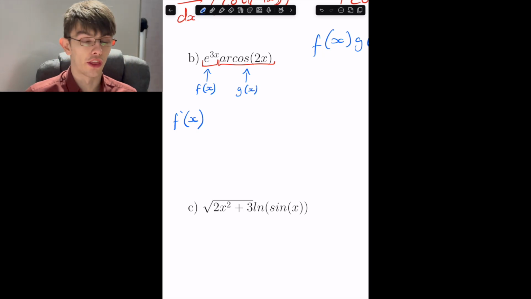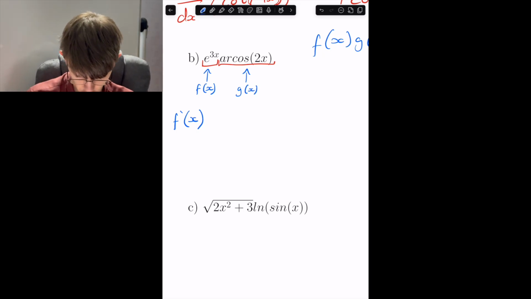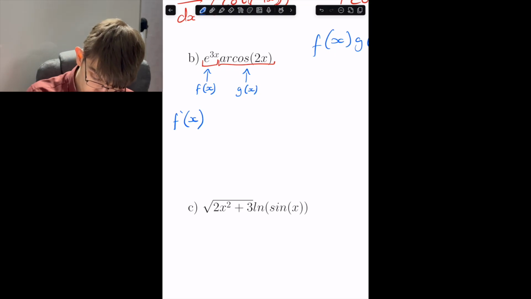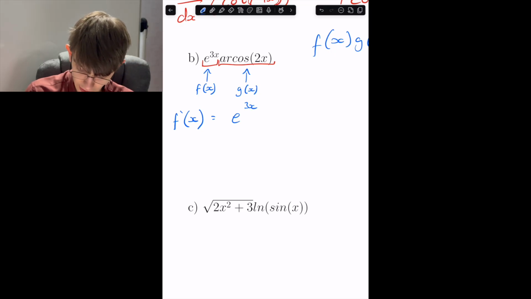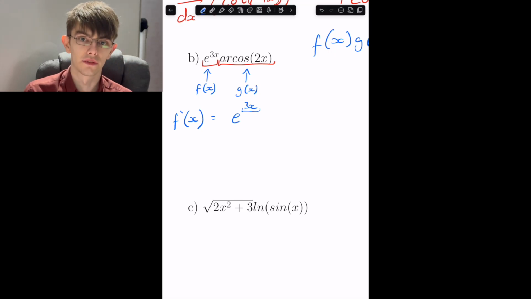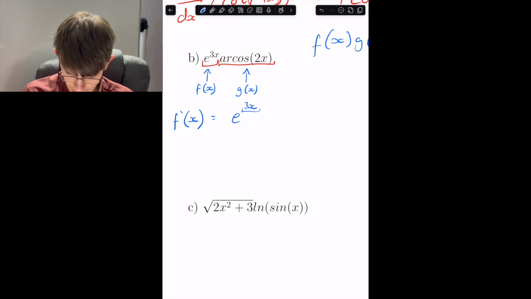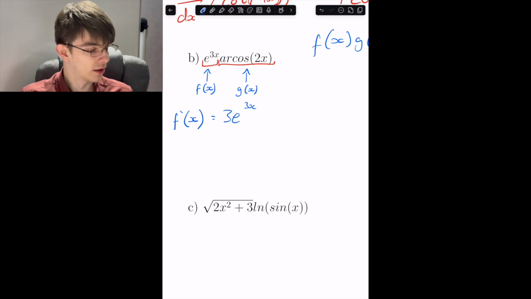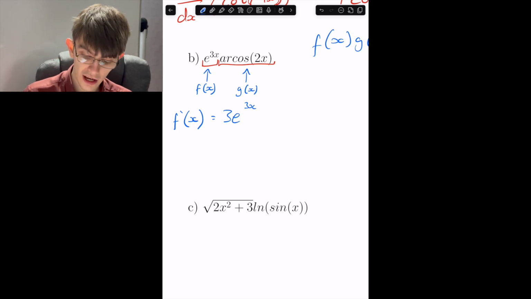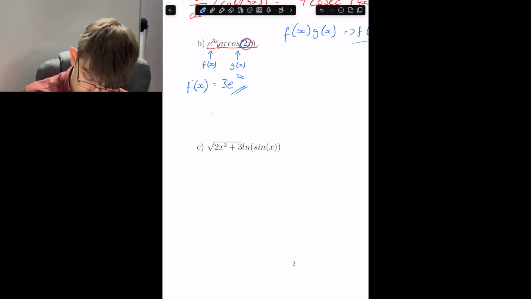Well, e to the 3x, nice and easy to differentiate. We're going to use the chain rule and say that we have e to the 3x. So the chain rule says that we need to take whatever is inside the function, which is 3x, differentiate it, which is 3, and bring it down in front. Nice simple rules for differentiating e's. So my f prime of x is 3e to the 3x. Now let's do g prime of x.